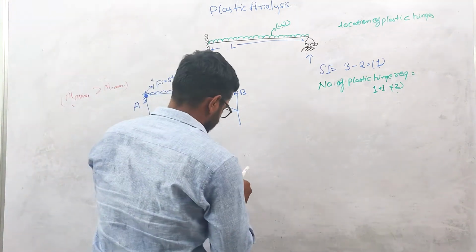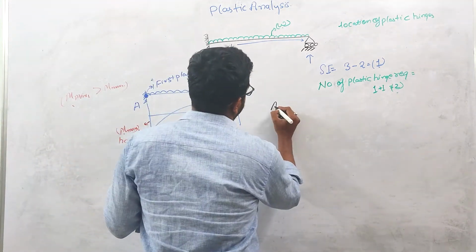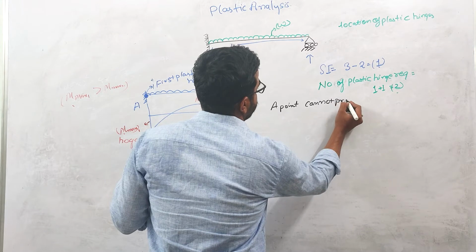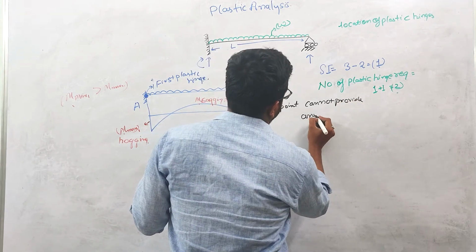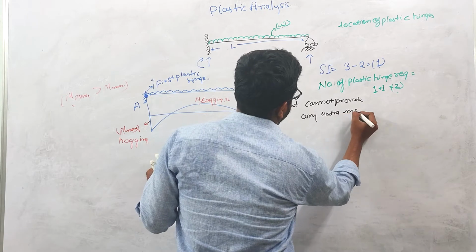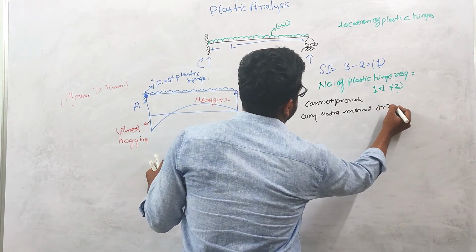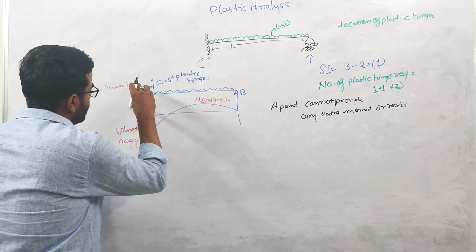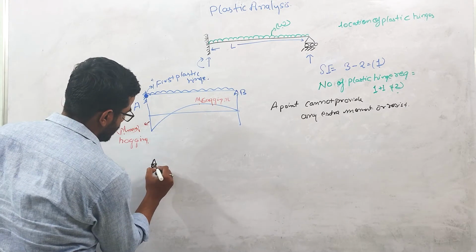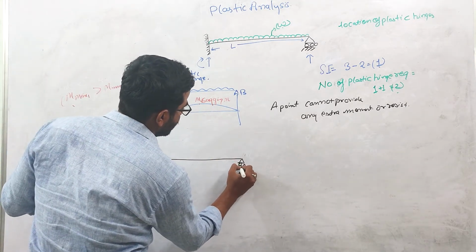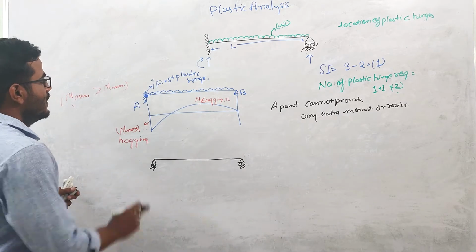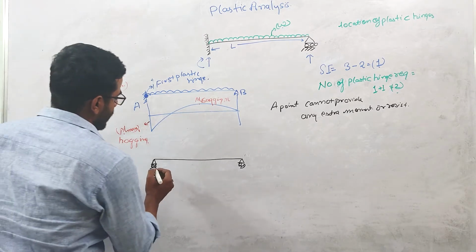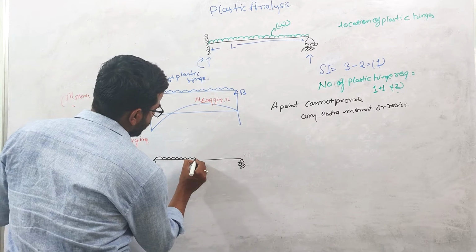This point A cannot provide any extra moment or resistance. So I can replace this support with a simple support. This is the condition of the structure after the formation of the first plastic hinge. This support A cannot provide any moment of resistance. Now you are still loading this beam.